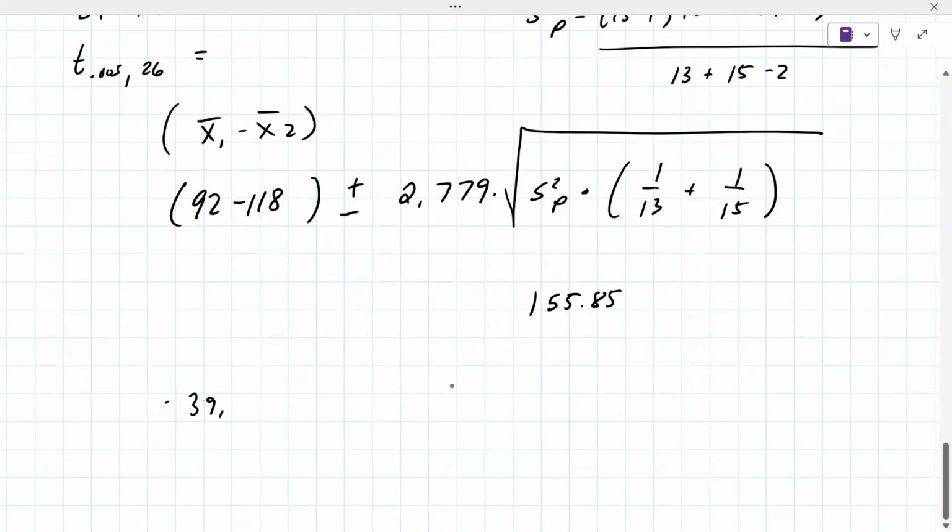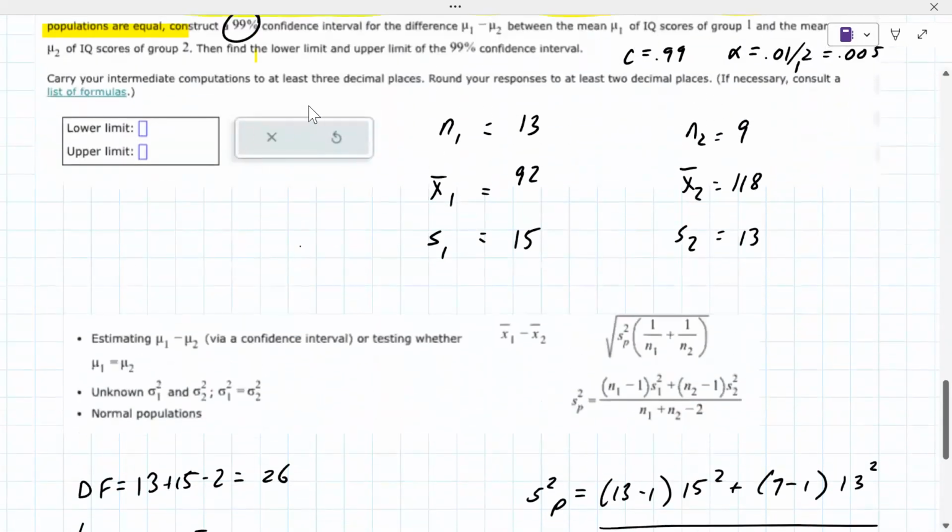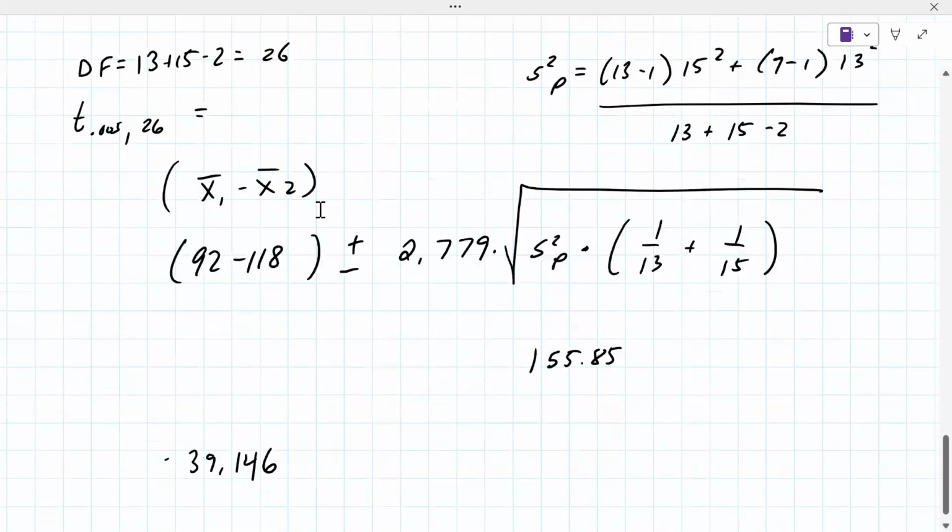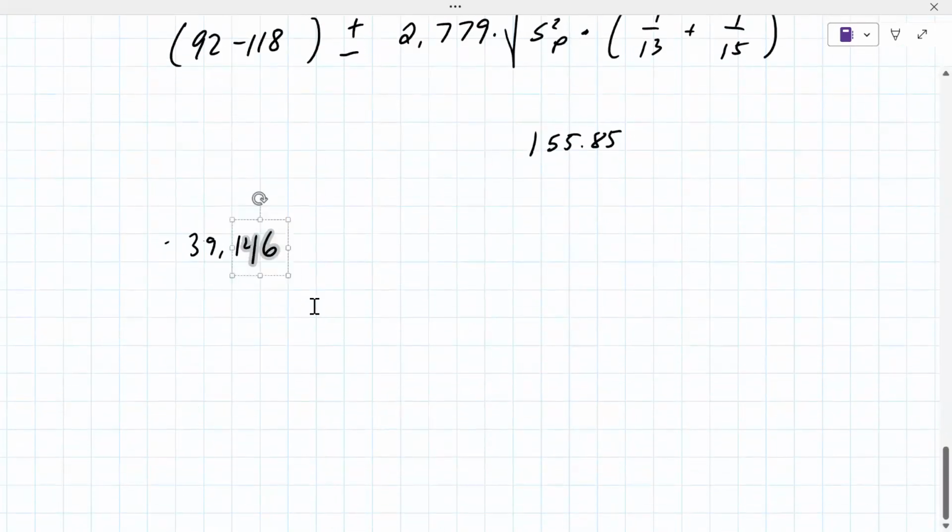How many decimal places do we round to? 3? 2 decimal places. All right, minus 39.15, comma, minus 12.85. We'll give those a try, see if we're in the ballpark.